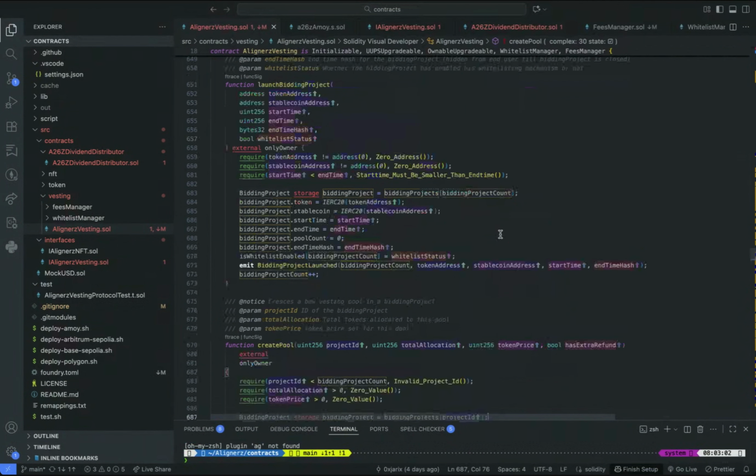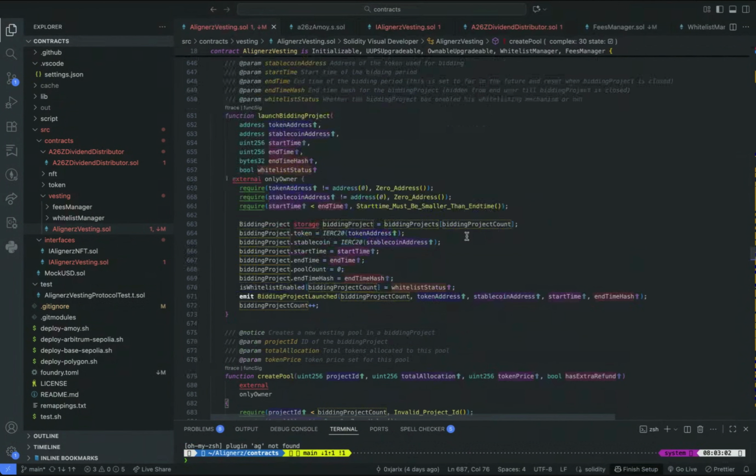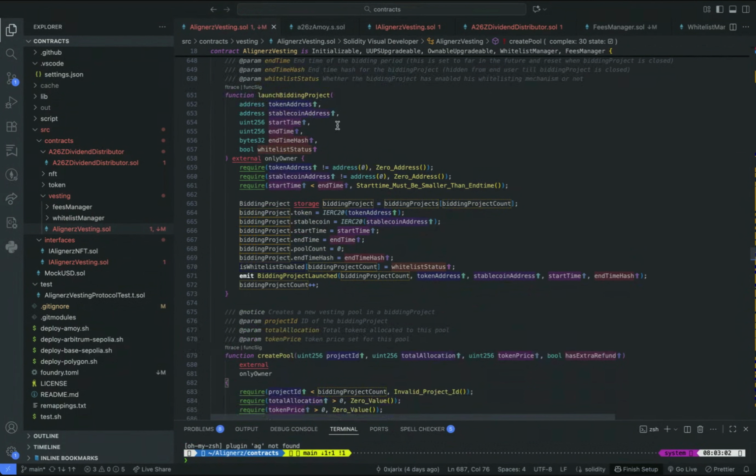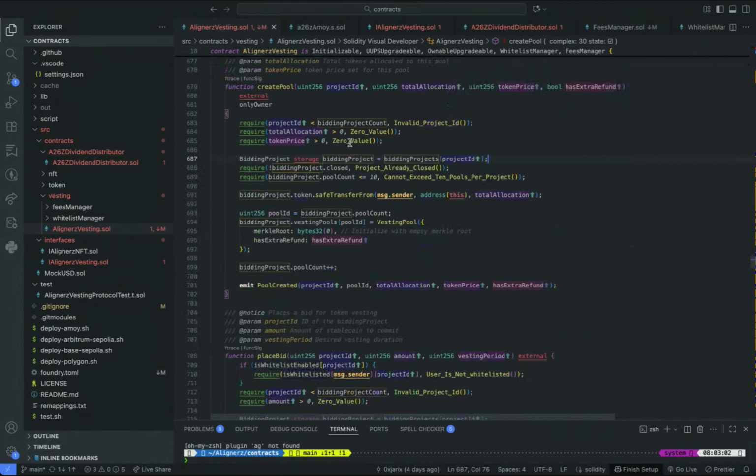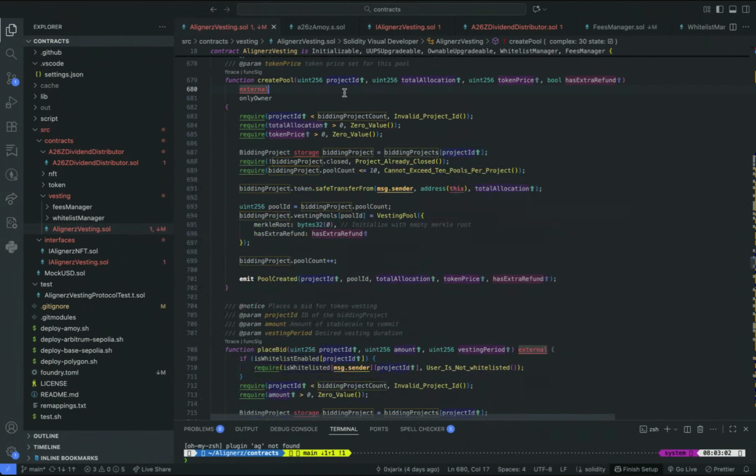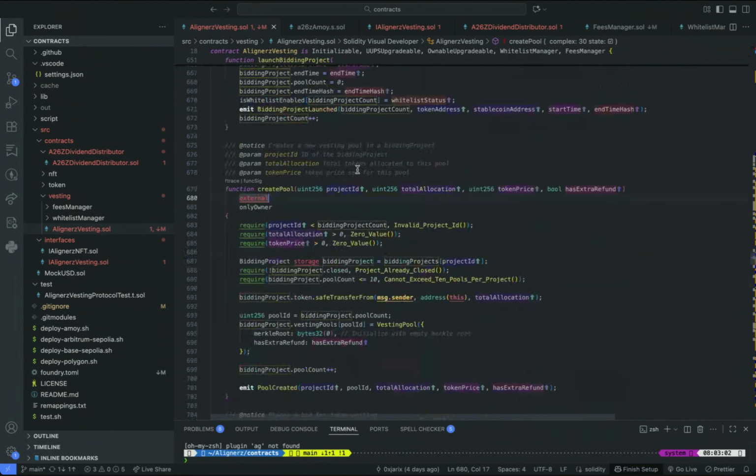So once the owner launched his bidding project, so the owner of Alignerz launched a bidding project for a certain token, to be more clear, he can then create pools, up to 10.